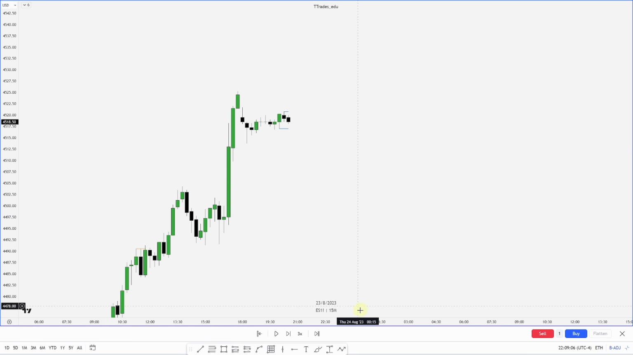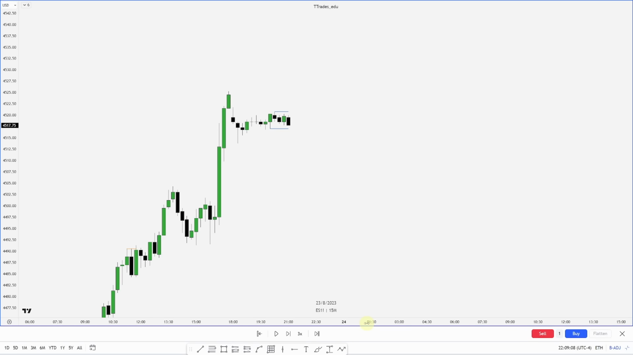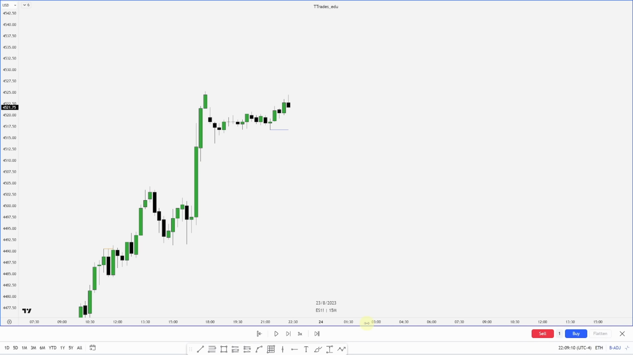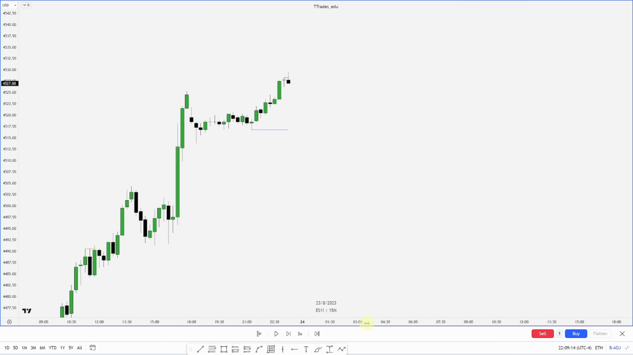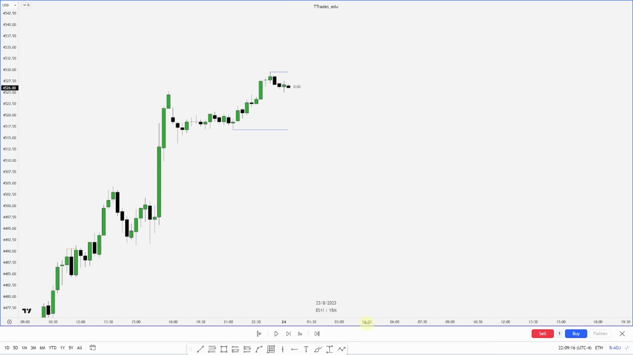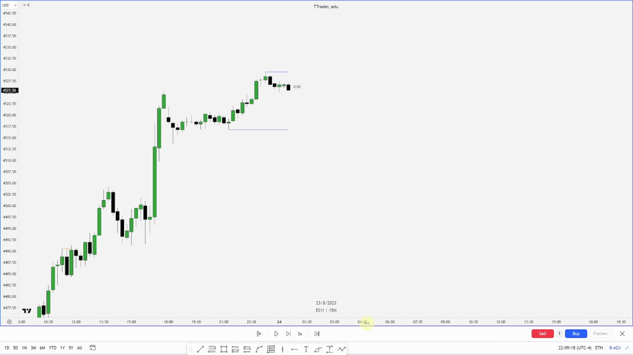So as we let this move forward, you can see the script rewriting the highs and lows. And here the Asian range has formed. So now we will be watching this high and this low.